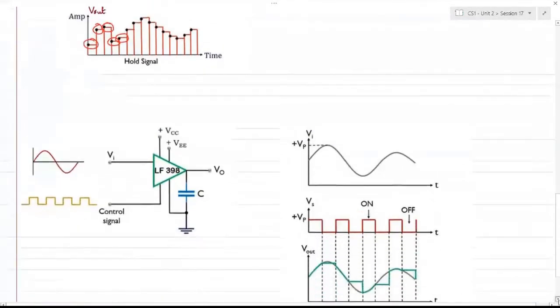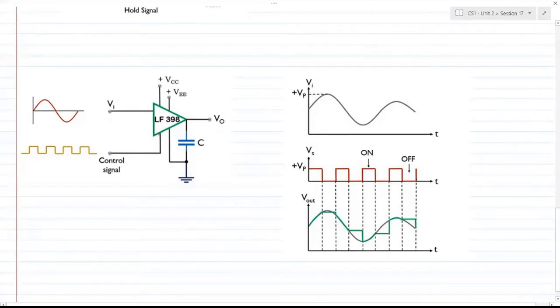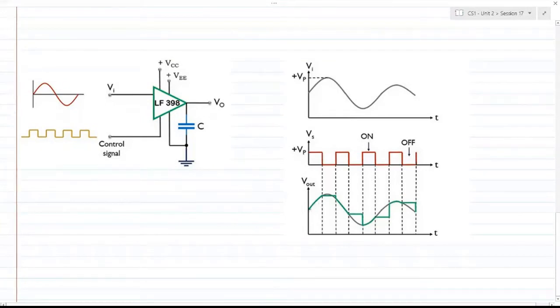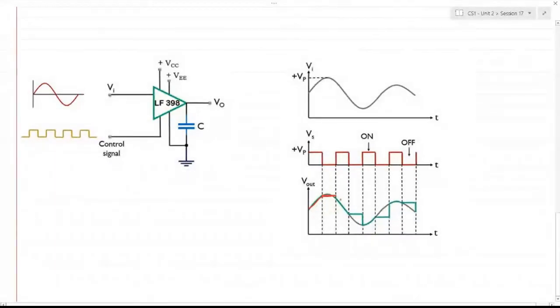Also, there's a famous IC known as LF398, which is predominantly used in digital communication theory. It has a structure very similar to an op amp, where you just feed V in and a control signal, and connect a capacitor at the output. You can plot the graph against time on the x-axis, which will mimic flat top sampling. This is the duration where the capacitor charges, and it holds its value as it is until the next on cycle comes.